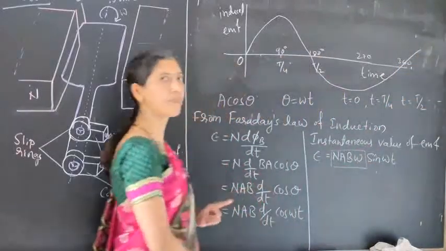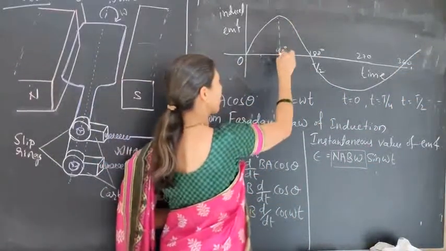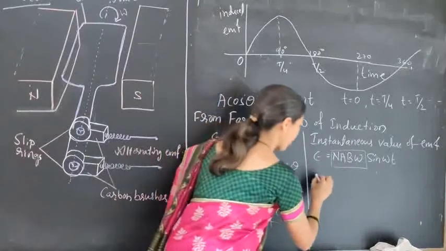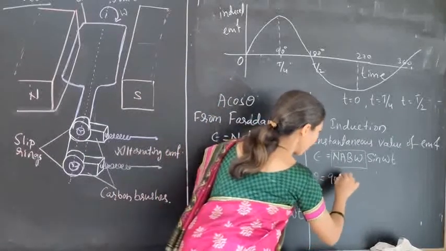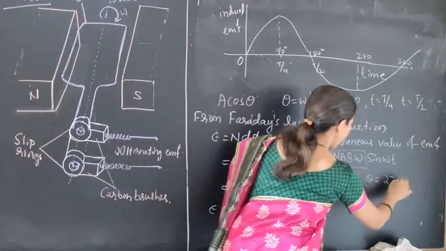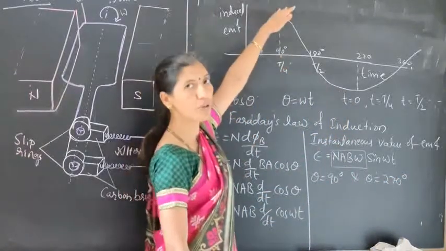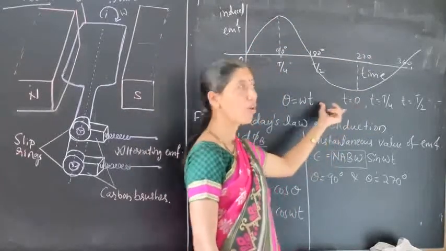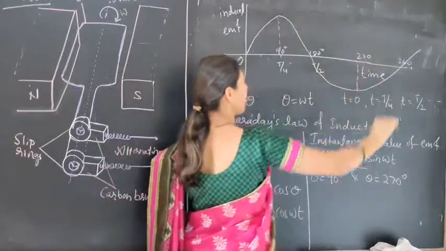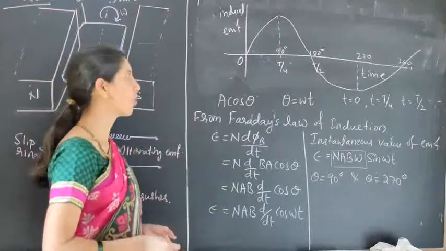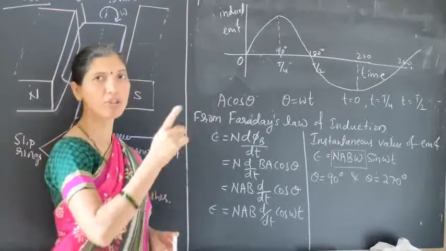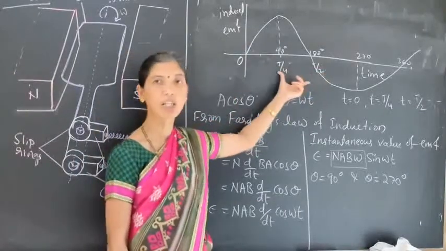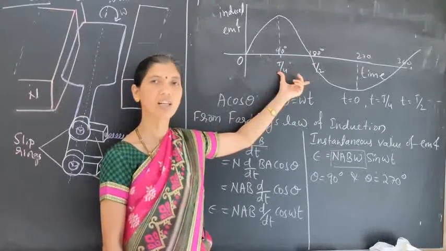So at theta equal to 90 degree and at theta equal to 270 degree, we will get a maximum value. Extreme values we get for theta equal to 90 degree in the positive direction and theta equal to 270 degree in the negative direction. So we will get these continuous cycles, alternately positive and negative. Therefore, the direction of the current changes periodically with time. Therefore, it is called alternating current.